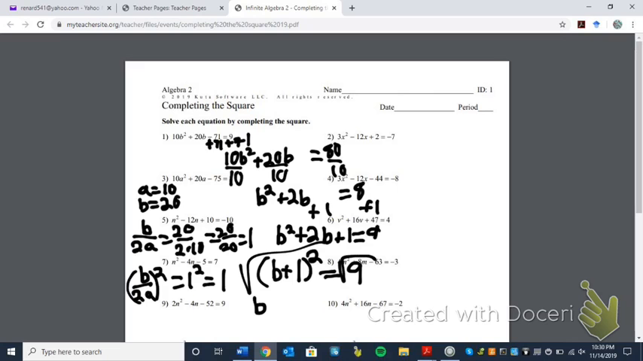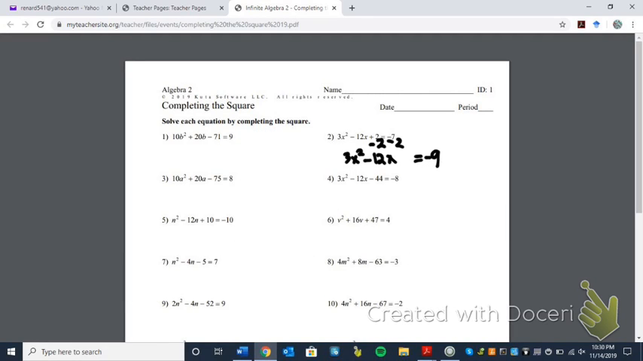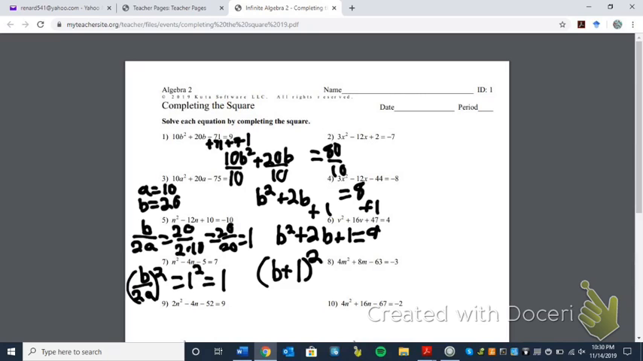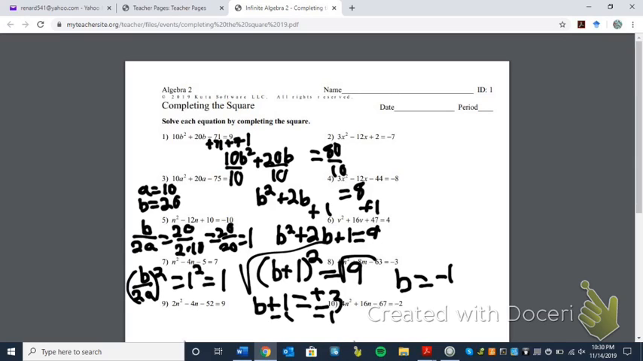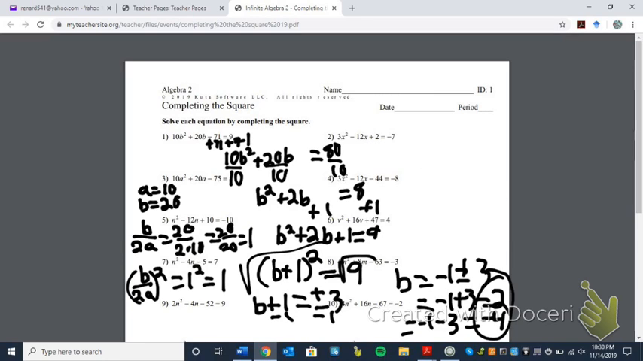We're going to take the square root of both sides, and we have b plus 1 equals plus or minus 3. Subtract 1 from both sides, and we get b equals negative 1 plus or minus 3, which gives us 2 or negative 4.